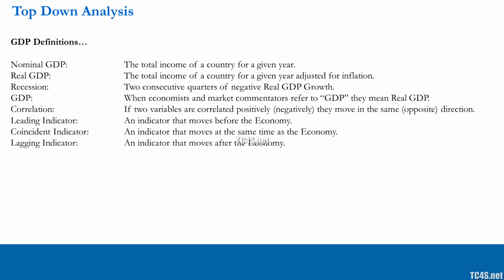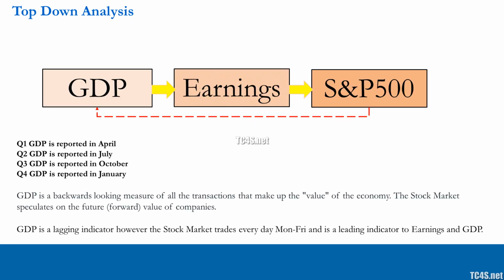Now, don't worry about these definitions too much. Just for now, take them as they are, and we will continue building up our knowledge and understanding of macroeconomics, top-down analysis, and GDP. Next, let's have a look at the relationship between gross domestic product, GDP, company earnings, and the S&P 500 direction and returns.